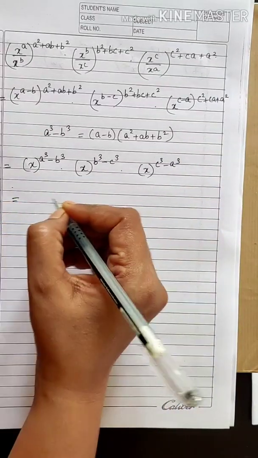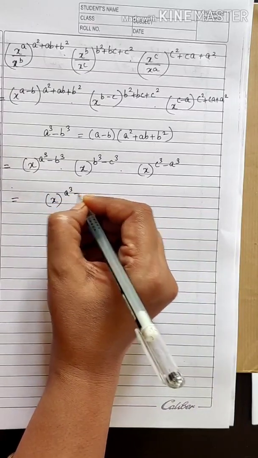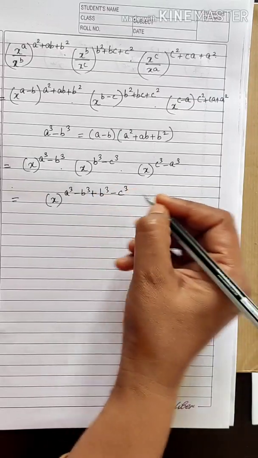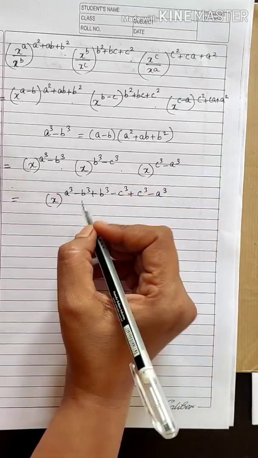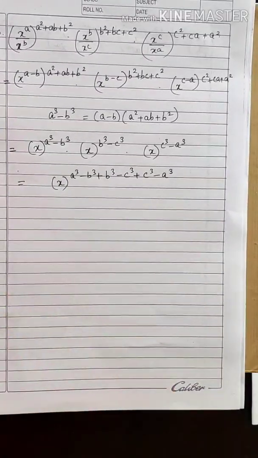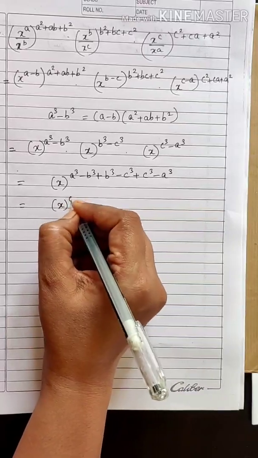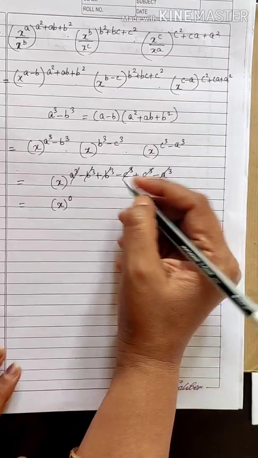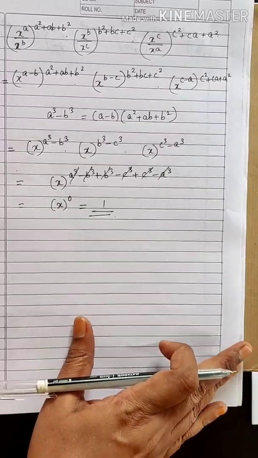This will give you x to the power of a cube minus b cube plus b cube minus c cube plus c cube minus a cube. You are applying the product law. When the base is same, you can add up the powers. So you get x to the power of 0 by cancelling a cube, b cube and c cube. You get x to the power of 0, which is equal to 1.